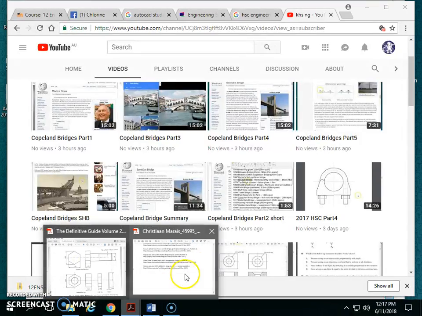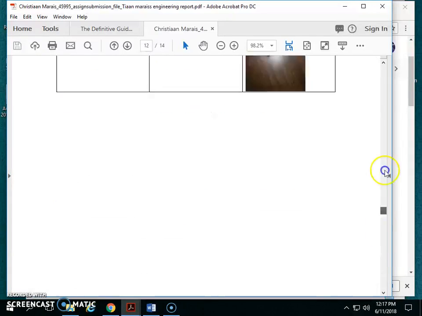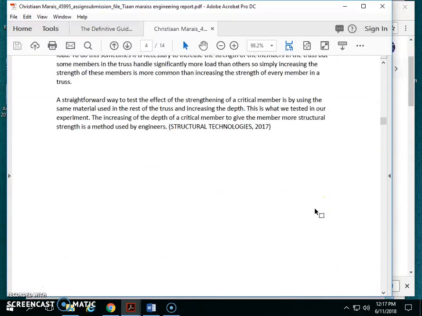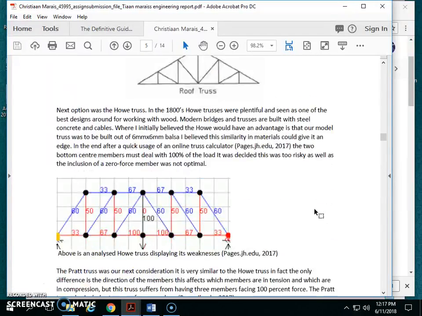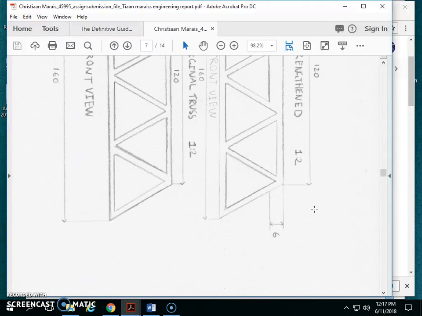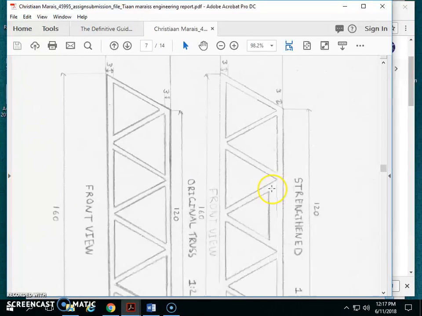I'll quickly show you now a sample of a student's one in 20 seconds. Here's his report. It's got a title page, an abstract, table of contents. Could have been a little bit nicer, but here's his suggested solutions. He's got 3 designs and suggestions. Here's his sketches with dimensions. The dimensions are not to Australian standard, and that's really important.